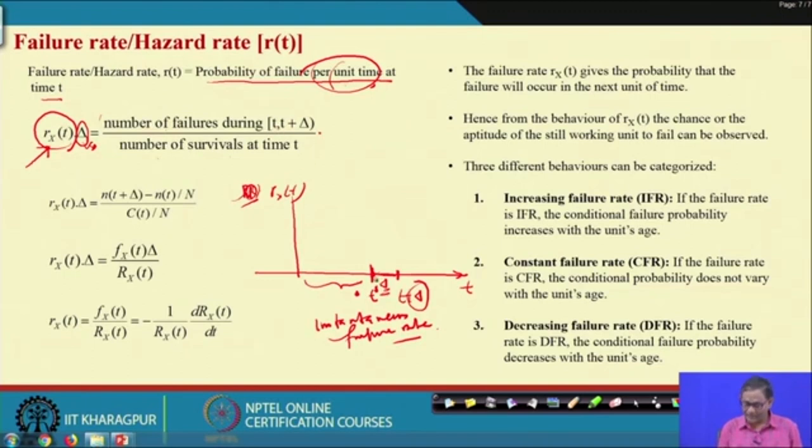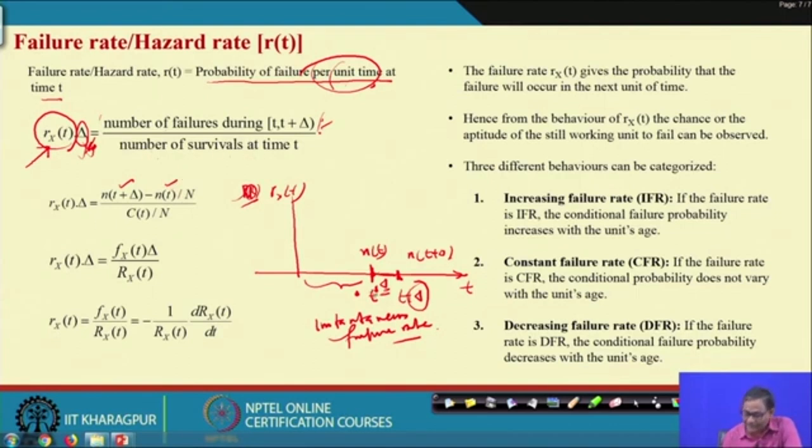The number that survive here and the number that survive here, the difference will be the number of units that fail in delta t. So then per unit time it will be divided by delta. Instead of writing delta here, you are multiplying on this side. So no problem. Now, what is the number at this point in time? That is n(t). What is the number at the later point? That is n(t plus delta).